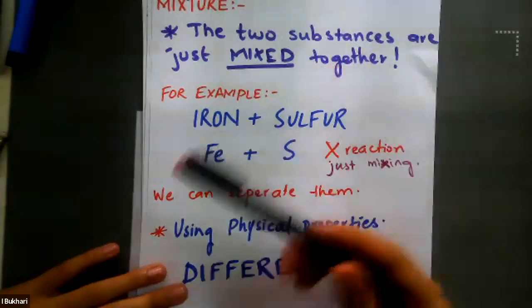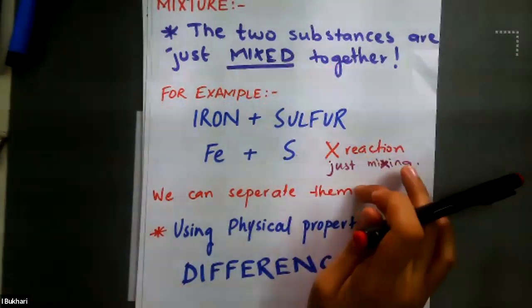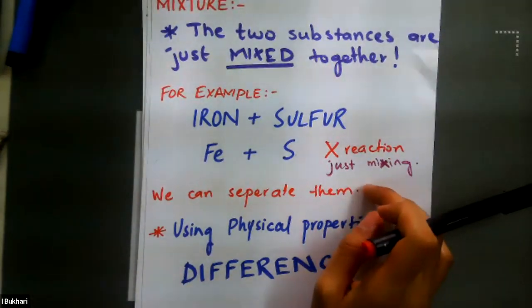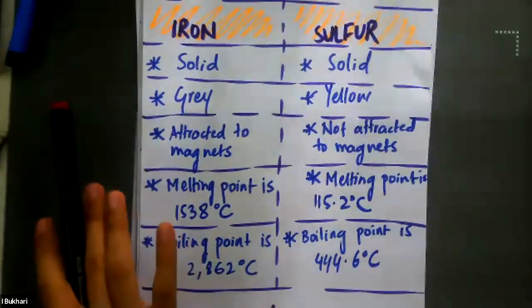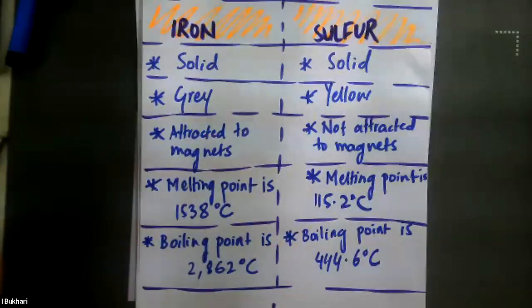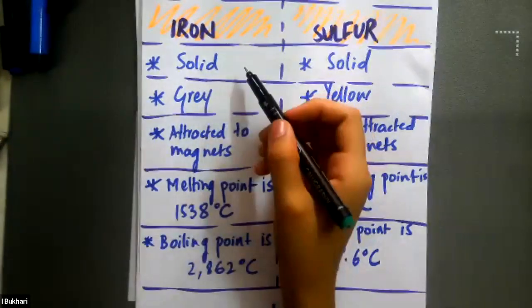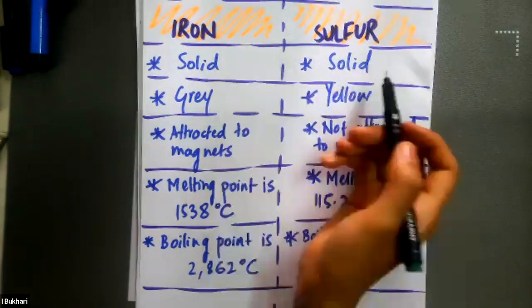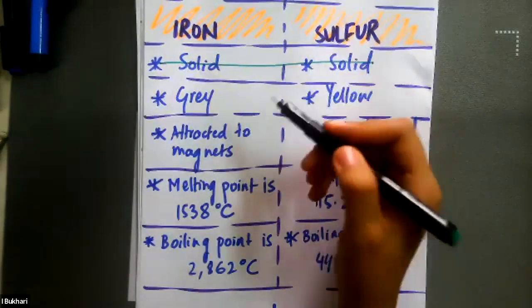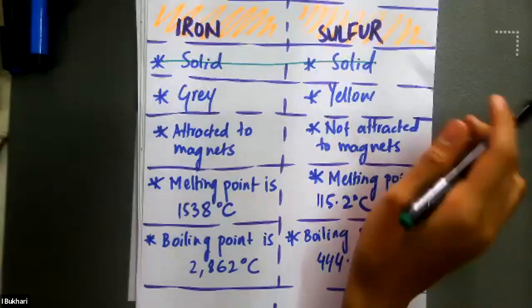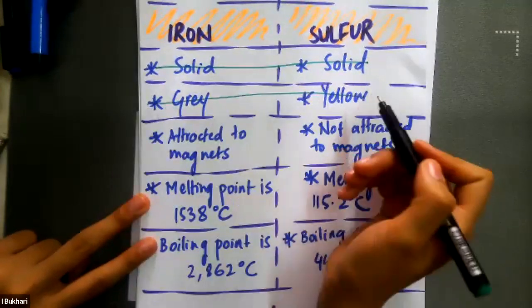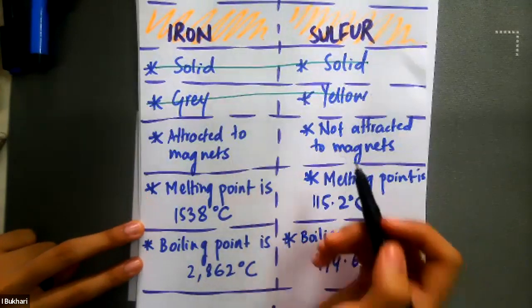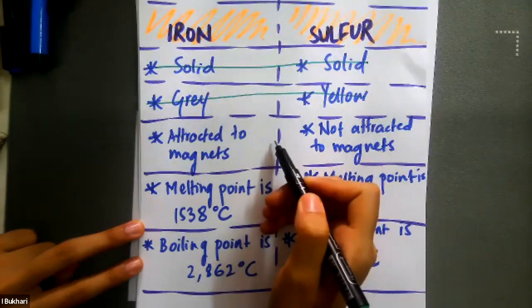If they're in a powdered form and mixed up really well, we can only separate them using a difference in their physical properties. So if we make a list of all their physical properties, we can then differentiate between them. Iron is solid, sulfur is solid, and that is the same, so we're not going to use that. Iron is gray, sulfur is yellow, but color would be really difficult to use in separating, because you can't really pick out all the gray particles and the yellow particles, so that's not useful to us either. Iron is attracted to magnets, sulfur is not attracted to magnets, so we can still think about that.